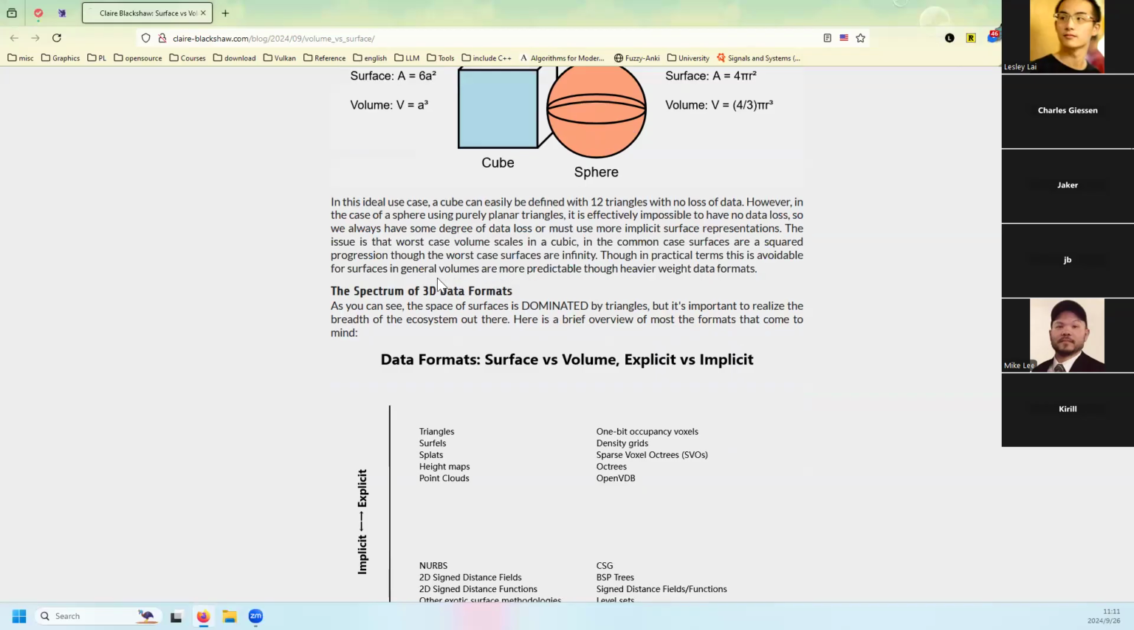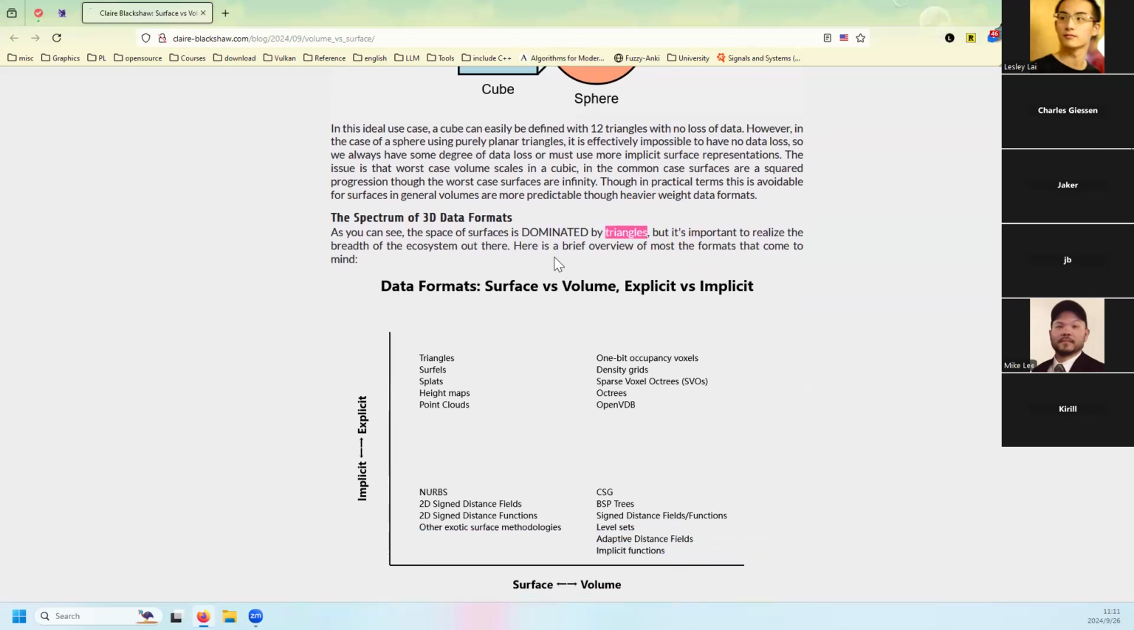Okay, so the spectrum of 3D data formats. The space of surfaces is dominated by triangles, but there are also other formats. A brief overview of most of the formats that come to mind. Triangles, yes. Circles, yeah. Splats, which are popular nowadays. Height maps.